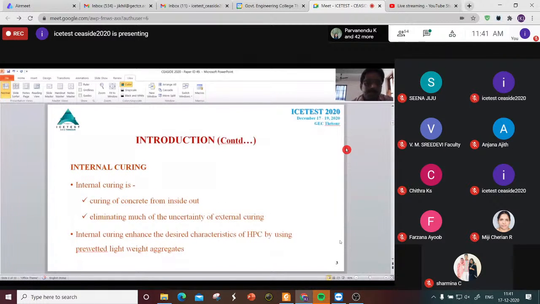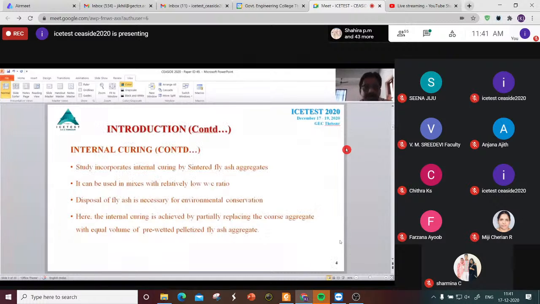And coming to internal curing, this type of curing is curing of concrete from inside out. It eliminates much of the uncertainties of external curing. Internal curing enhances the desired characteristics of high performance concrete by using pre-wetted or pre-soaked lightweight aggregate. Also, super absorbent polymers can be used for this type of internal curing.